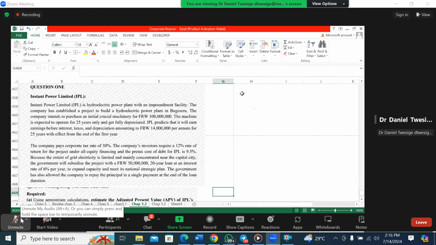So it means our I0 is 100 million. The machine is expected to operate for 25 years, useful life, and get fully depreciated. Residual value is 0.